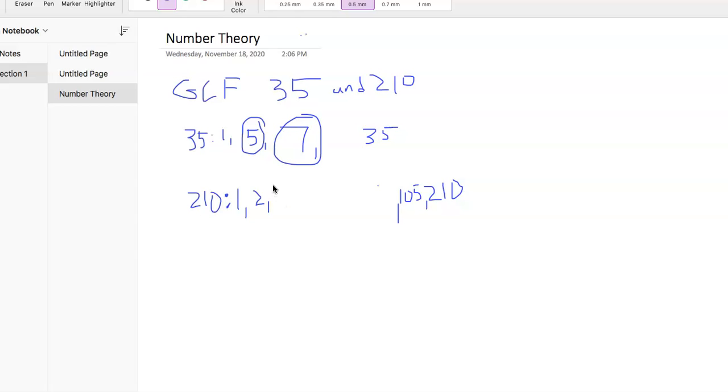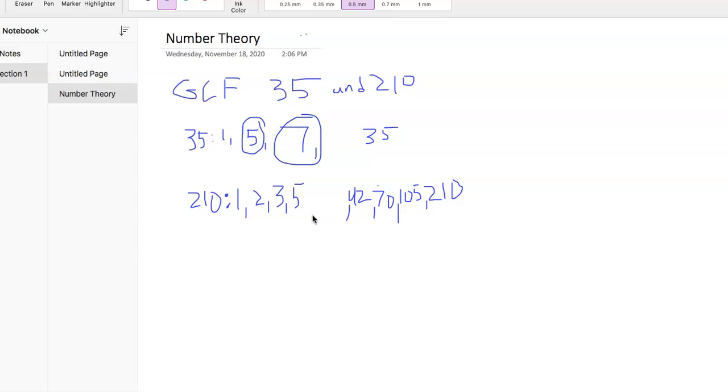3 times 70 is 210. I just did 3 and then figured out what the other number was, 70. Again, we're just doing this to make sure we're used to the idea of finding factors and prime factors. But really we just care about 5 and 7. So 5. Is there a 5 times what equals 210? Is that an integer? Well, it ends up that 5 times 42 is 210. So that works.